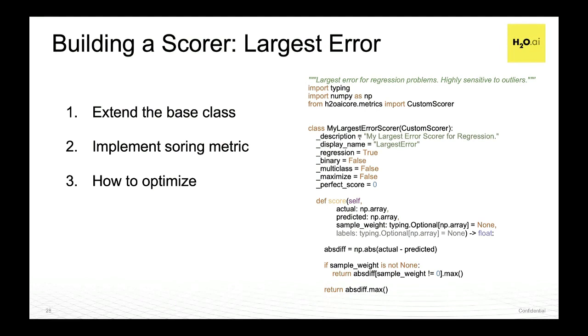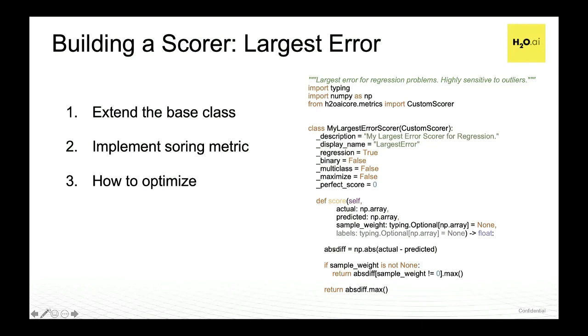The largest error only works on regression problems. So we say no to binary and multiclass. And then we do not want to have a largest error, so we're going to false on a maximize. And again, our perfect score is going to be 0. So this one's pretty straightforward. What we're going to do is find out the absolute value for every actual in prediction. So now we have an array that is basically the residuals of every prediction.